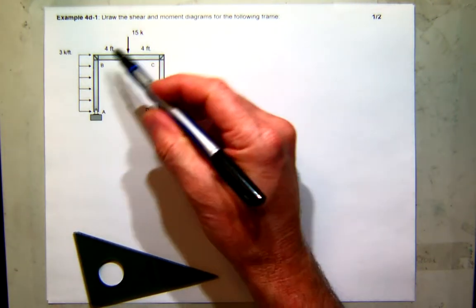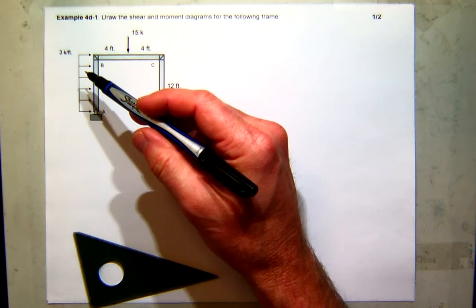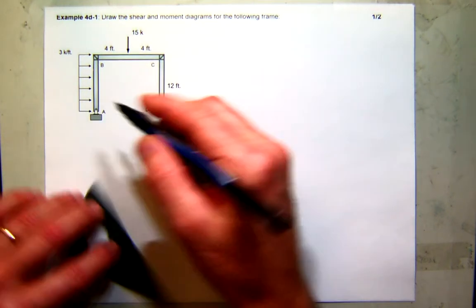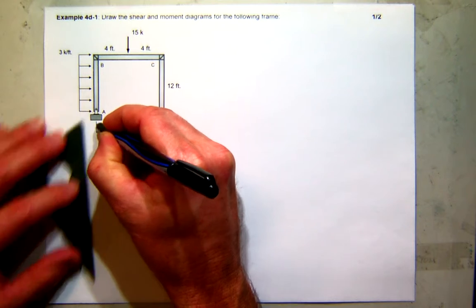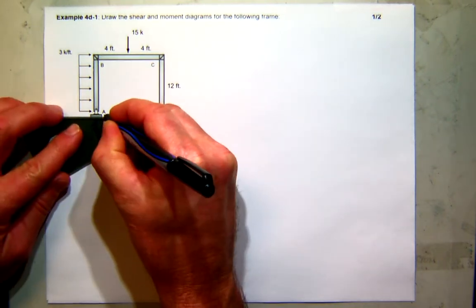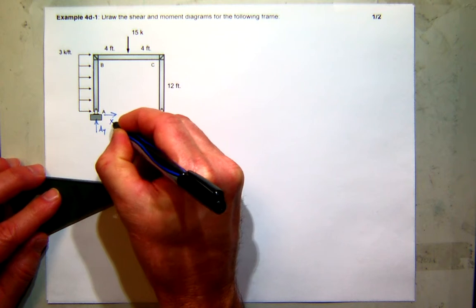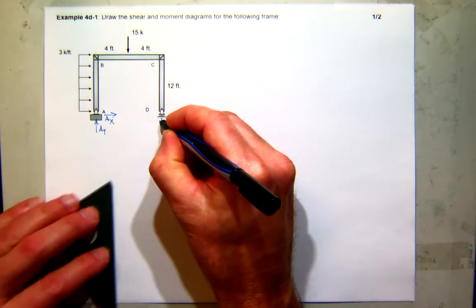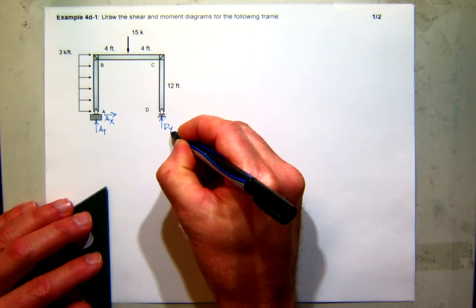And just to save some time, I'm going to use the actual drawing as my free body diagram for the reactions instead of redrawing it. So at A, I'm going to assume a force in the X and Y directions. And then this is D, and I'll call that dy.